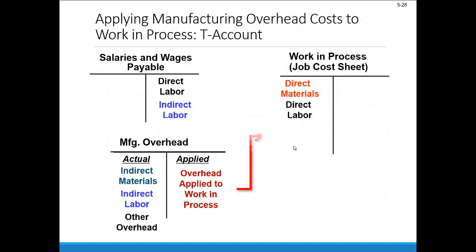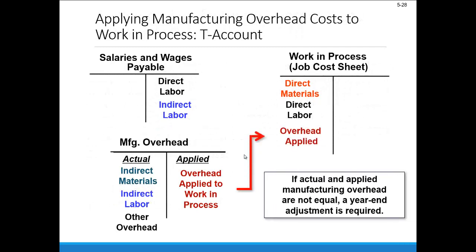And we could see that on the T accounts as well. Again, credits to the overhead account represent applied overhead. Debiting work in process to show that the cost of work in process is increased by that applied overhead.